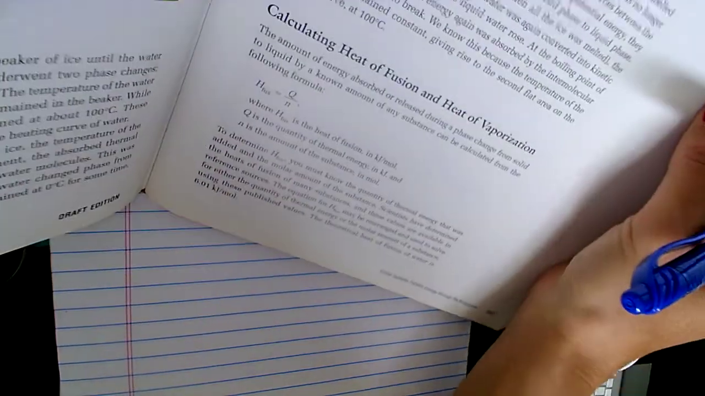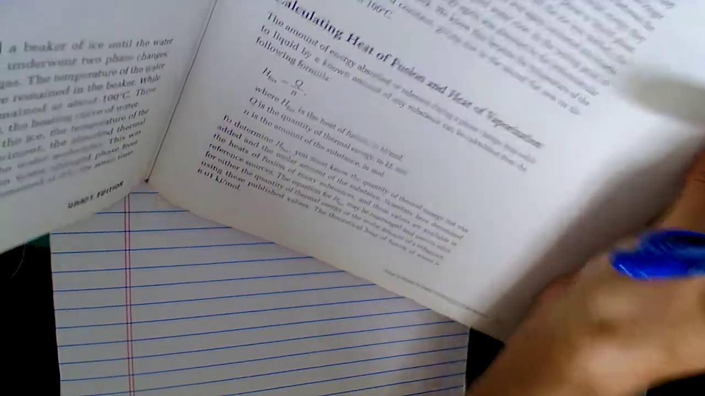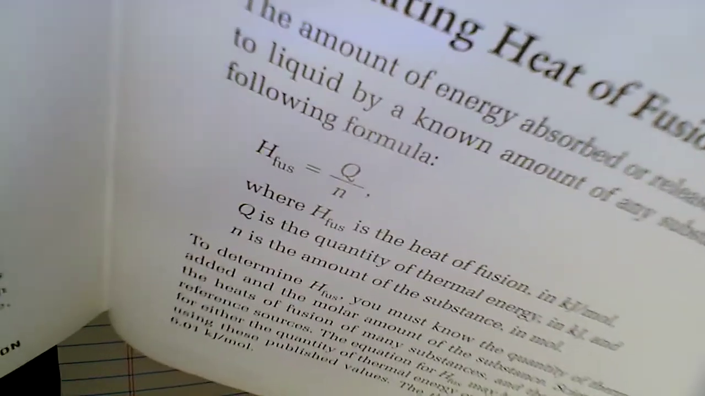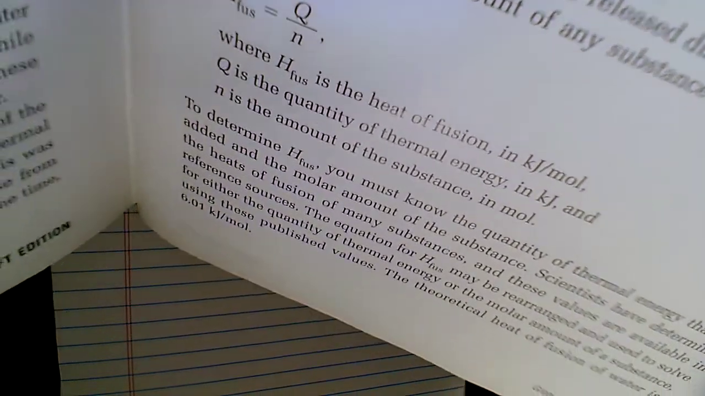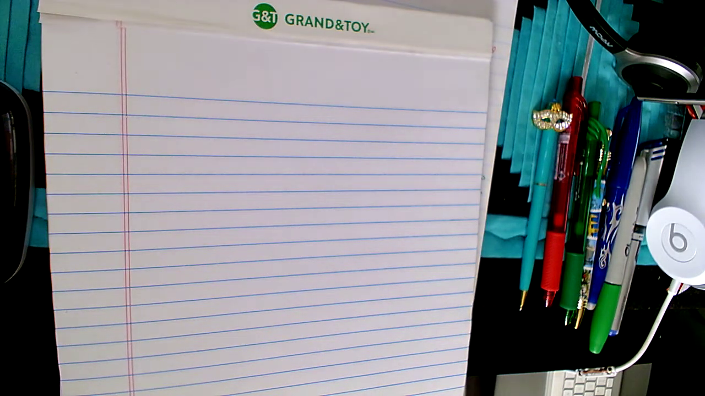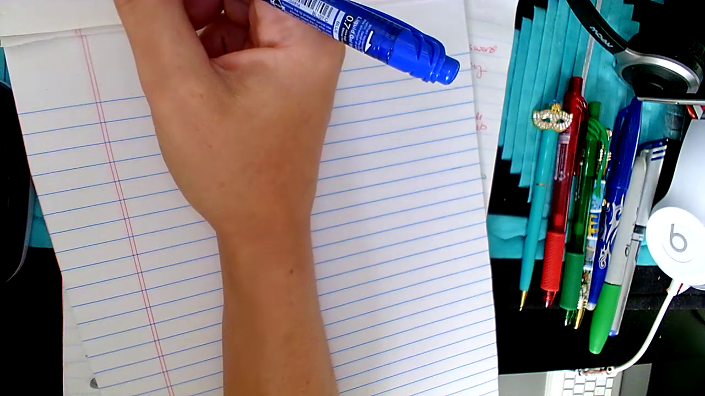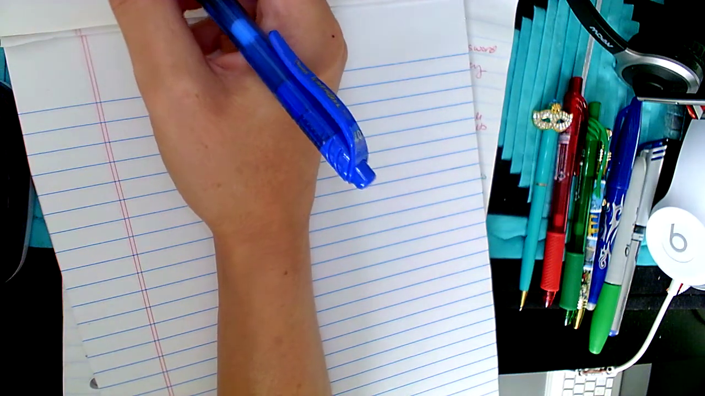When we're doing calculations, I find one of the biggest issues is not knowing what the letters stand for and not knowing what they're measured in. So what we want to do for this whole course is keep track of what each thing is, what it stands for, and how to do calculations at all. We're going to start with what heat of fusion is and what heat of vaporization is.